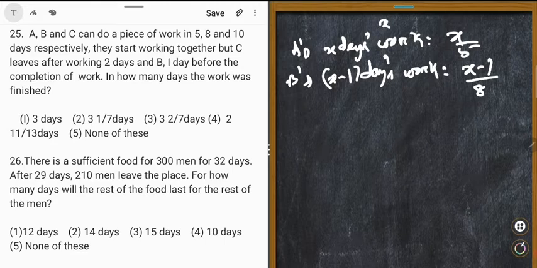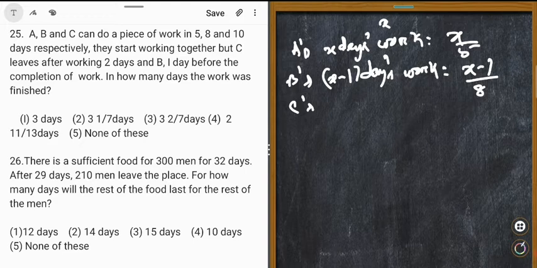Could you understand or not? A's x days' work is x upon 5. And B's x minus 1 days' work is x minus 1 upon 8. And C's 2 days' work. Could you understand? C's 1 day's work is 1/10 part.